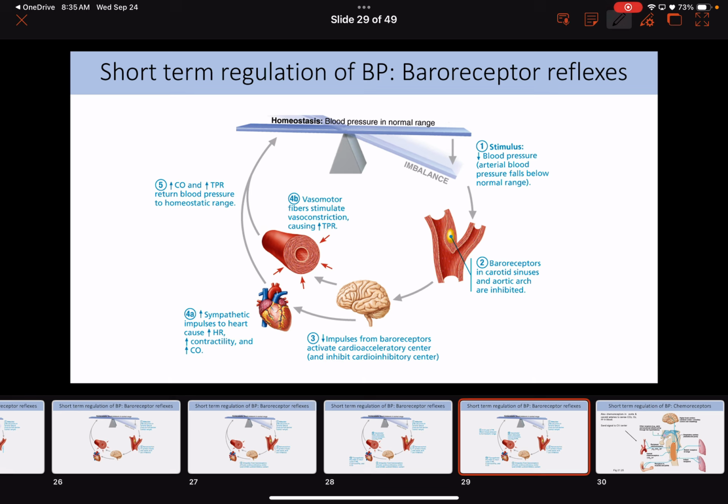So any questions about that system? Blood pressure is too high. No, just really at the end of the day, it's knowing the overall workings of this system.